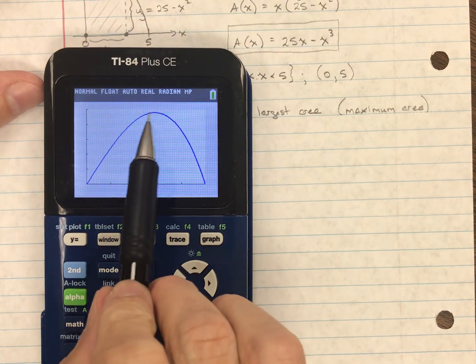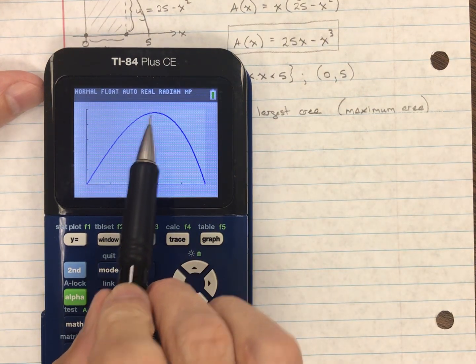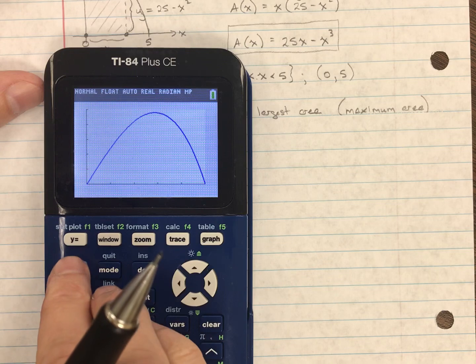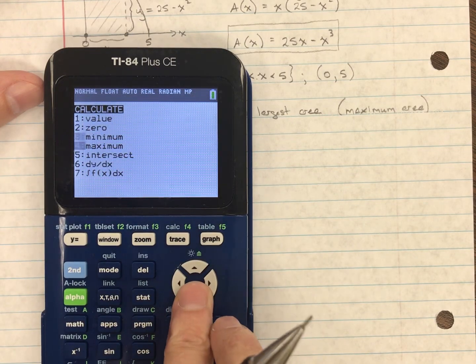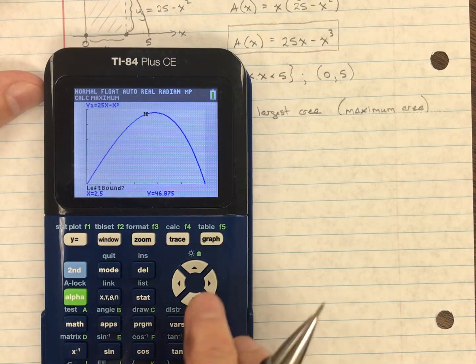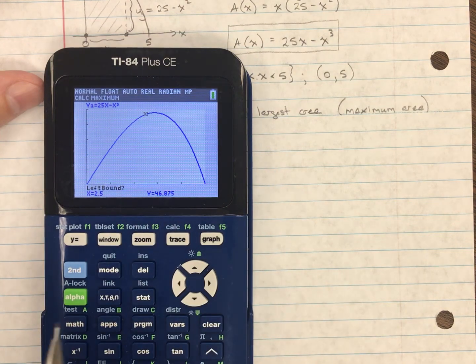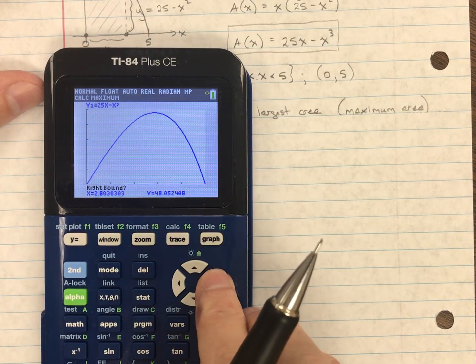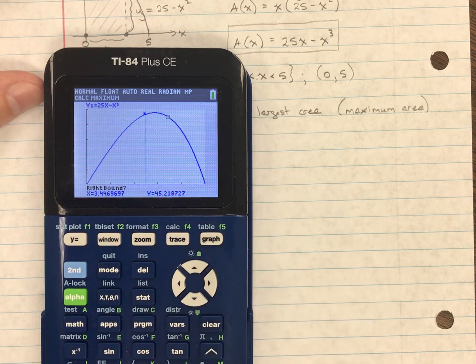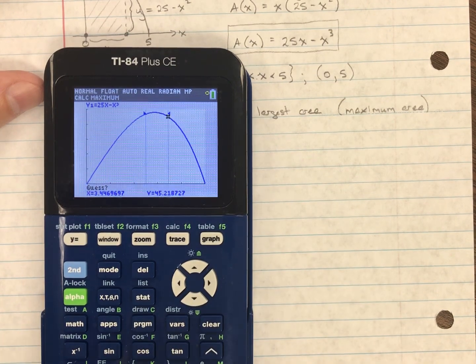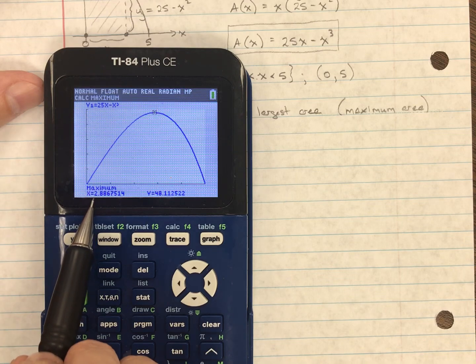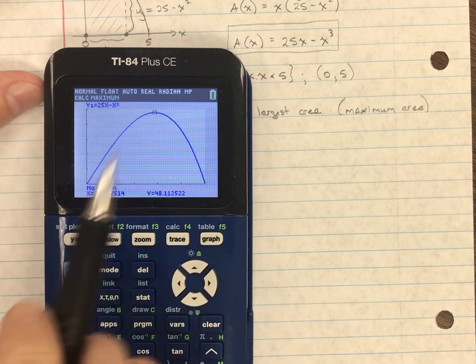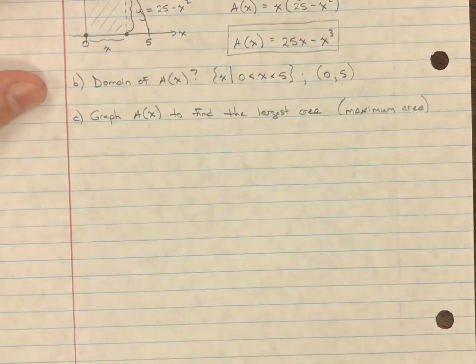The maximum area takes place at the top of the area graph. So let's calculate a maximum, number 4. Again, I need a left bound and right bound to tell the calculator where to look. Left bound is there, go to the right side of this hump. That's good. Take a guess, press enter. It maxes at 2.886, I'll call it 2.89.